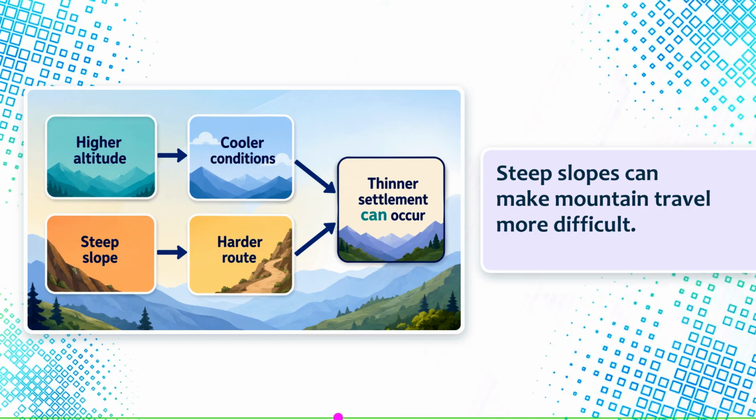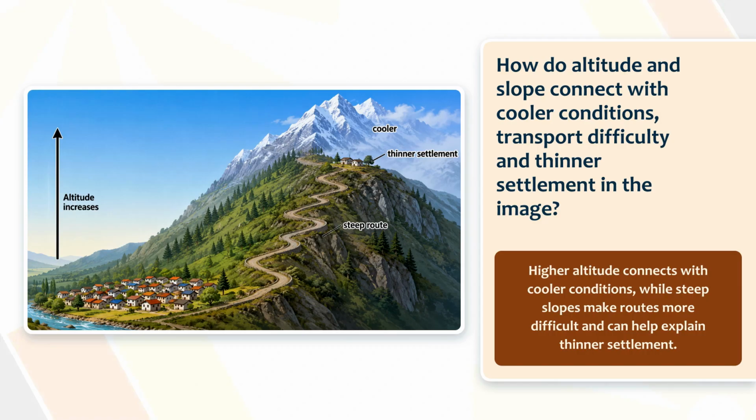Steep slopes can make mountain travel more difficult. Altitude and access can also influence settlement patterns. Use the arrow, route, and house pattern together.